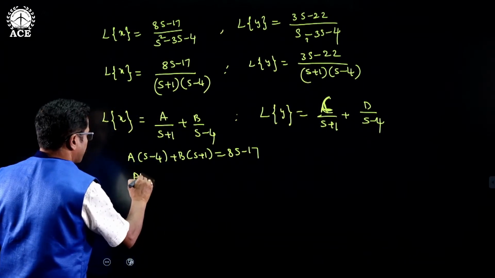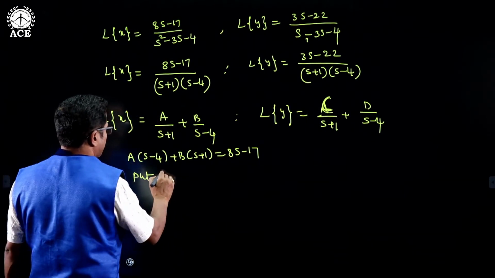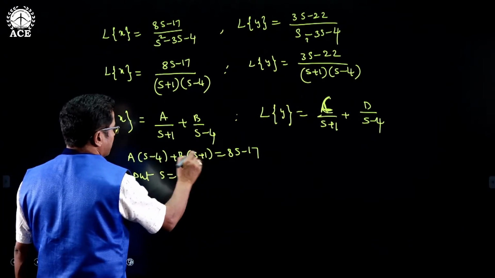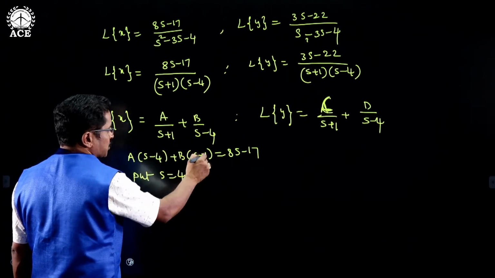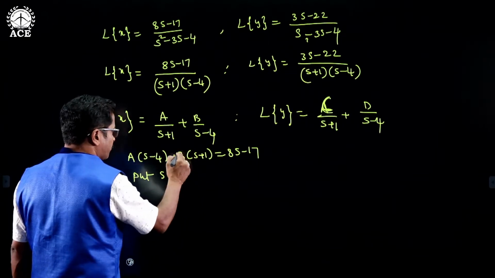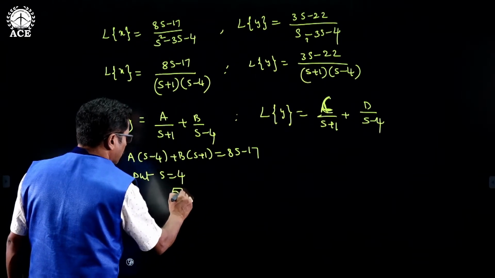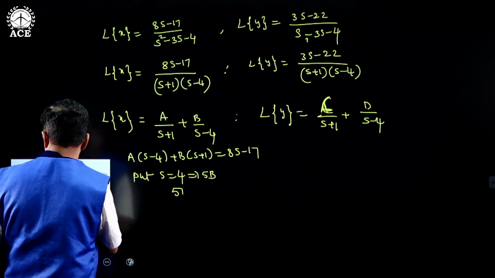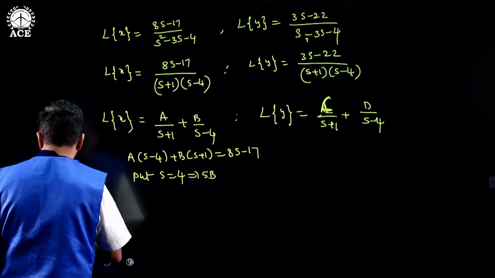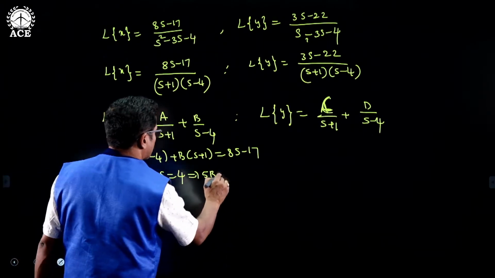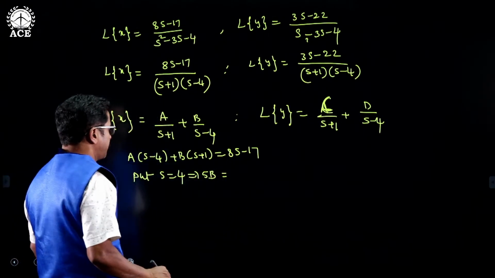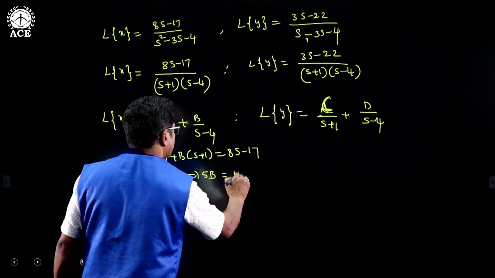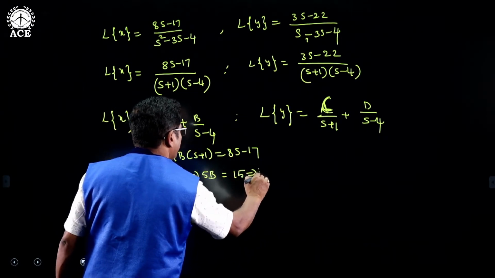Put s equal to 4. If I put s equal to 4, the first term is going to be 0, and 4 plus 1 is 5, so 5b equals 8 into 4, which is 32, minus 17 is 15. So from this, b is equal to 3.